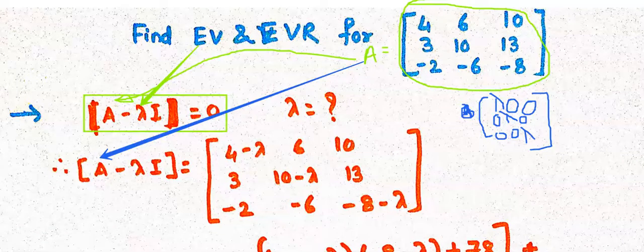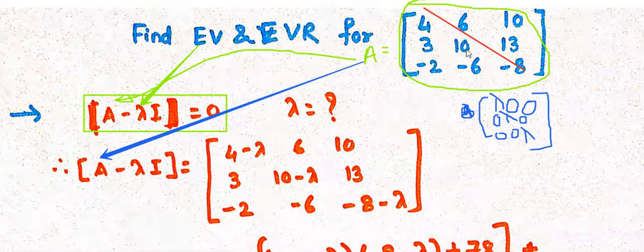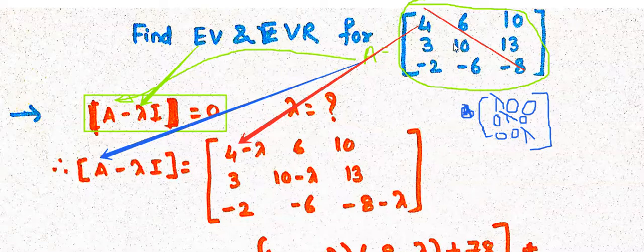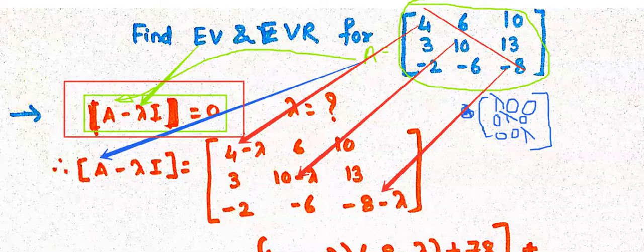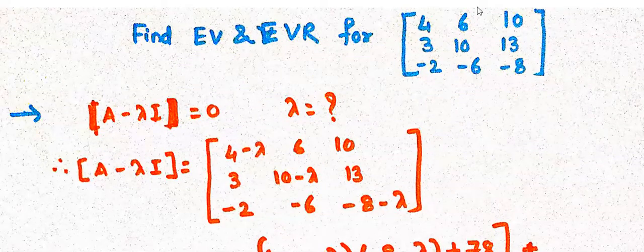Now this will be subtracted from each of the terms we mentioned. The diagonally arranged terms 4, 10, minus 8 will be subtracted to give 4 minus lambda, 10 minus lambda, minus 8 minus lambda. This is provided over here, and this is how it results. Now once we have it, our aim is to get the value for which the determinant of A minus lambda I equals 0. To get all these values, we need to proceed with further calculation.